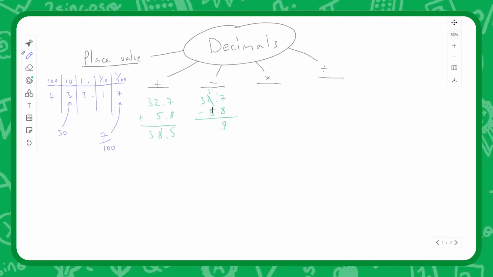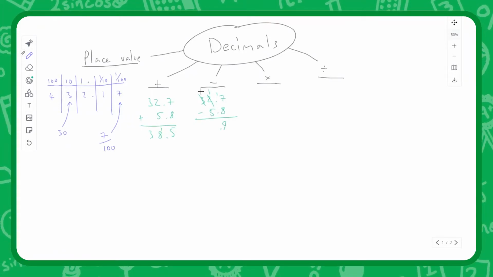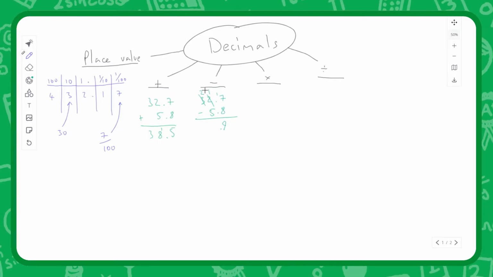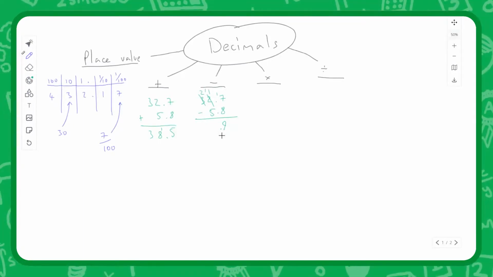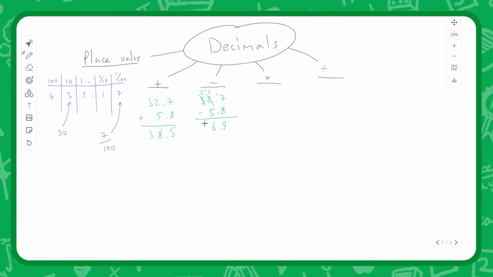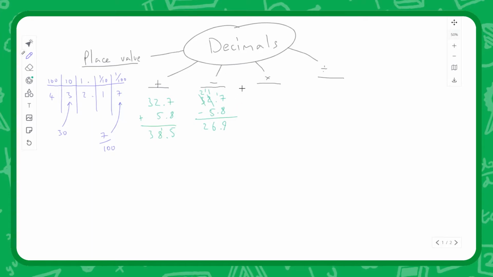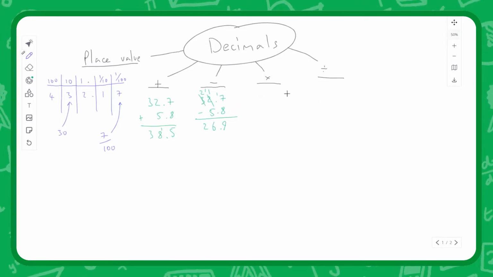We can then do 1 minus 5. Well, we can't do that because we get a negative number again. So we can steal from the 3, turn that into a 2, and we can do 11 minus 5. Well, 11 minus 5 gives us 6. And we can then do 2 minus nothing, and we get 2. So we get 26.9. Timesing and dividing are slightly different beasts.